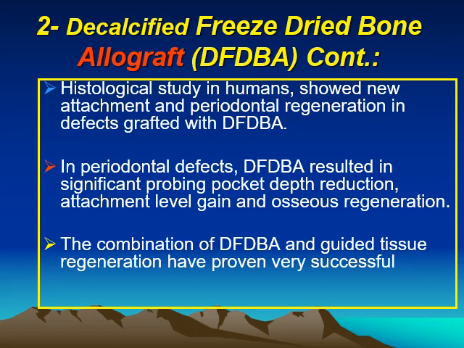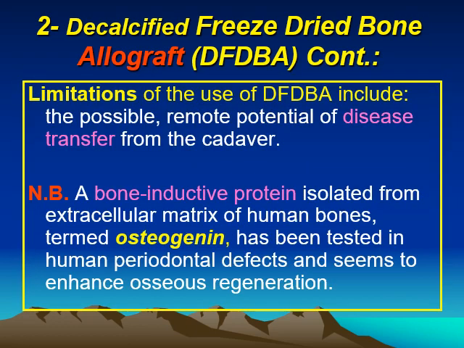Histological study in humans showed new attachment and periodontal regeneration in defects grafted with DFDBA. In periodontal defects, DFDBA resulted in significant probing pocket depth reduction, attachment level gain, and osseous regeneration. The combination of DFDBA and guided tissue regeneration has proven very successful, and we'll see this in a later lecture. Limitations of the use of DFDBA include the possible remote potential of disease transfer from the cadaver.